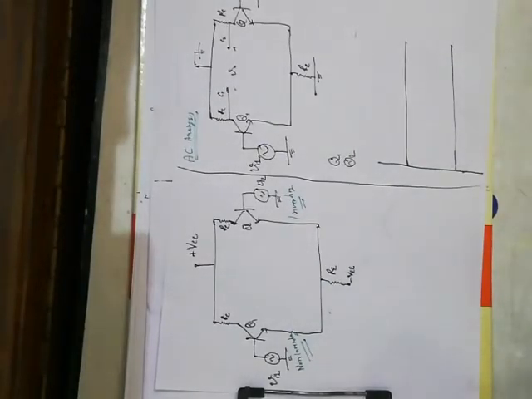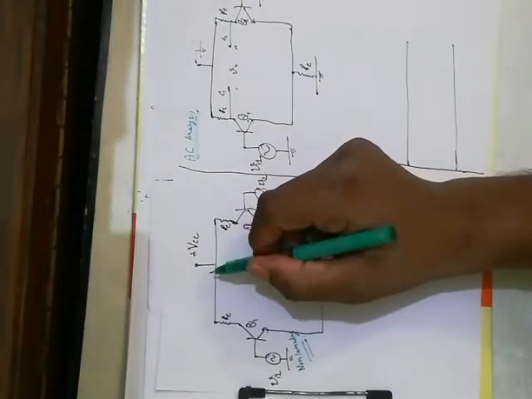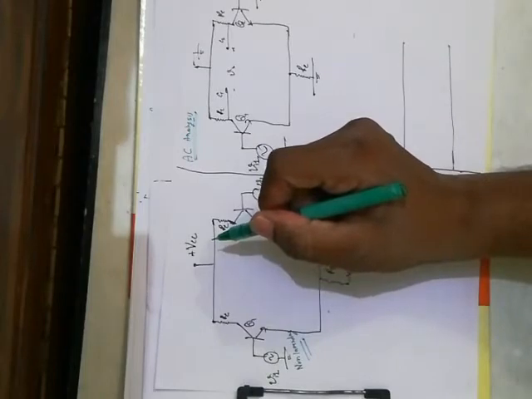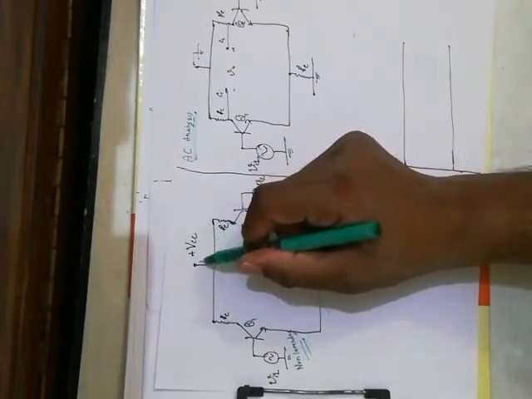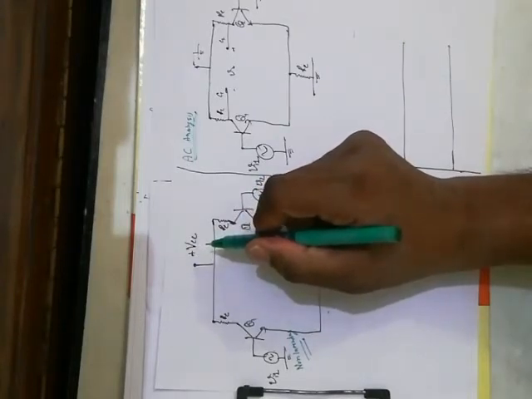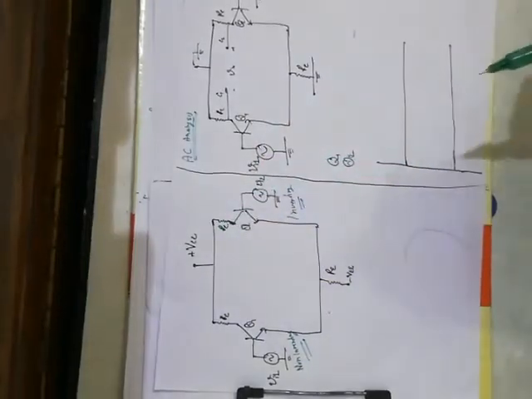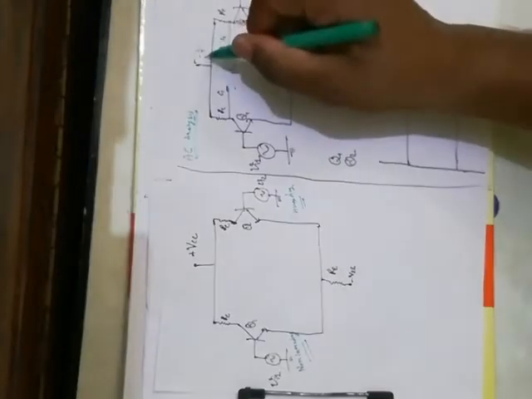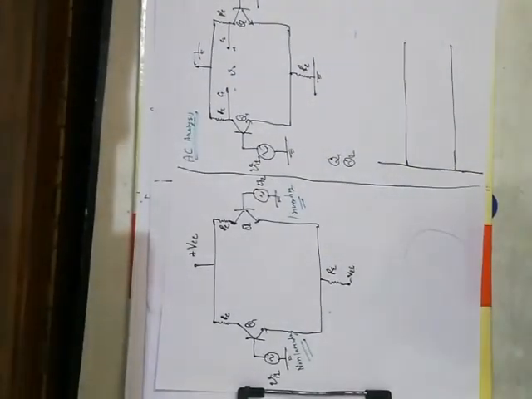first thing is this: in order to apply the AC analysis on this circuit, what is required? The DC sources must be short circuited. So if there is a DC voltage source, then it must be short circuited, or if there is a DC current source, it must be open circuited. So here we have two voltage sources. So this is grounded, this is grounded, and both the sources are grounded. And now we will perform the AC analysis.